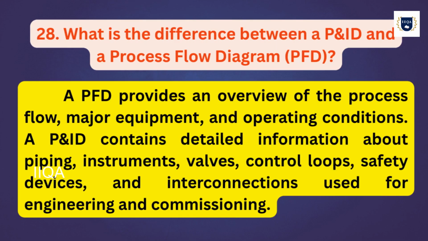What is the difference between a P&ID and a process flow diagram, PFD? A PFD provides an overview of the process flow, major equipment, and operating conditions. A P&ID contains detailed information about piping, instruments, valves, control loops, safety devices, and interconnections used for engineering and commissioning.